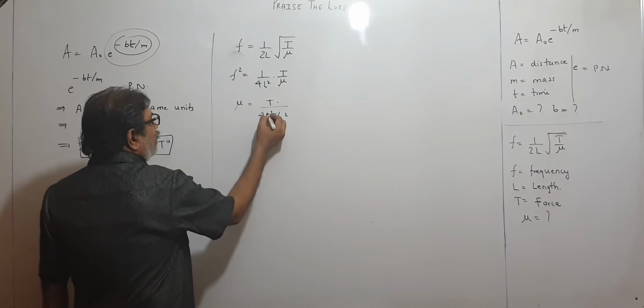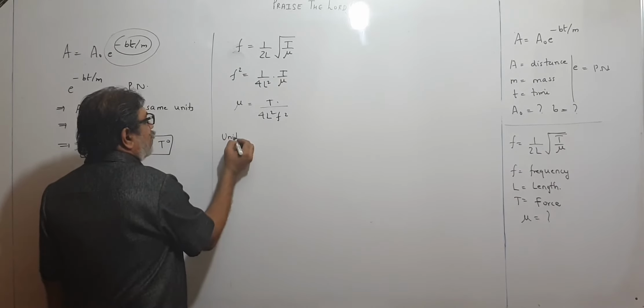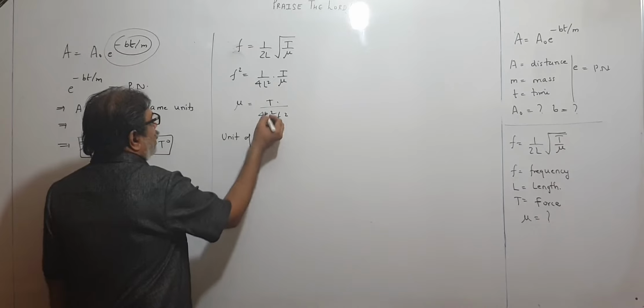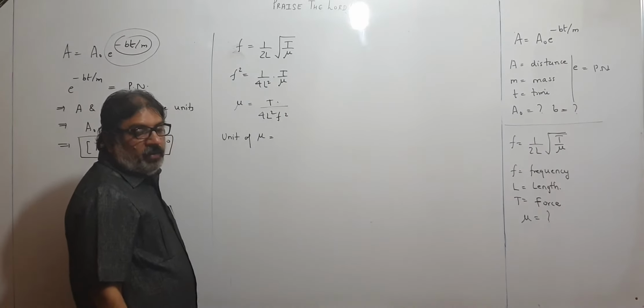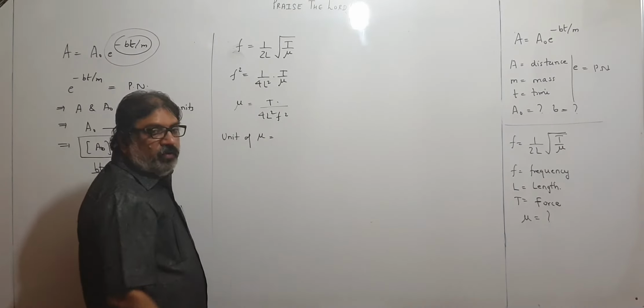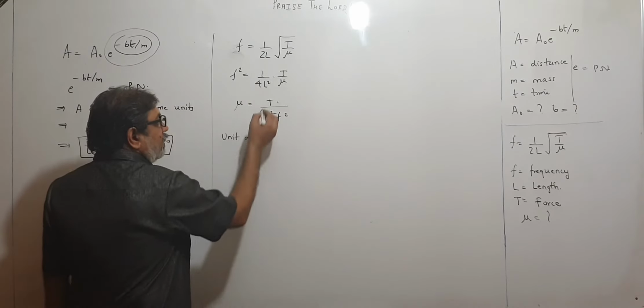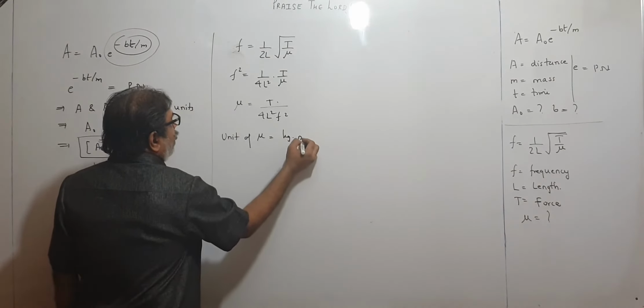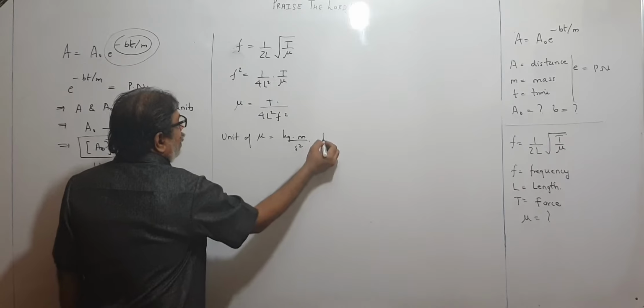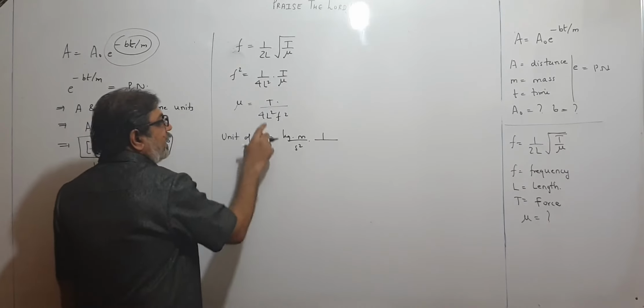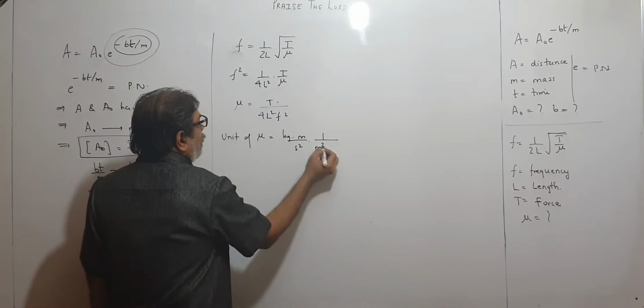Now let us put the units, children. That means the unit of mu. Tension means a force. T means force. Force is mass into acceleration. So mass, acceleration. 4 is a pure number. Forget about it. Length square, so meter square.